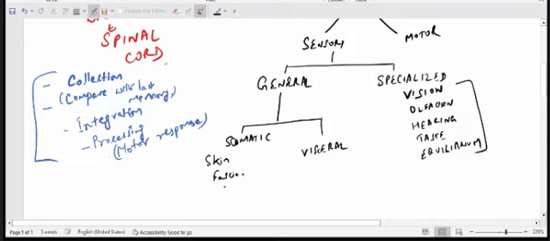fascia, muscles. Correct? Anything else? Very important, locomotor organs. What are locomotor organs? Organs which help us in locomotion. Very simple. But visceral, for example, I'll give you the GI tract.